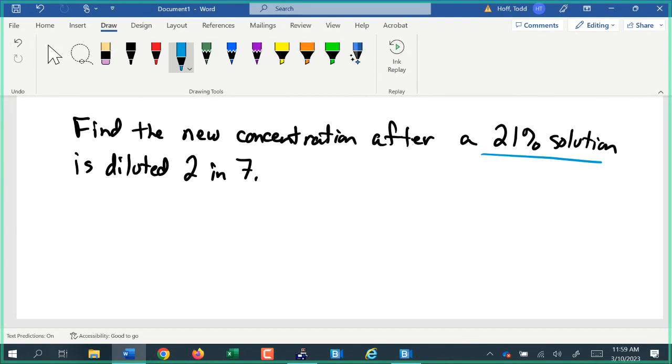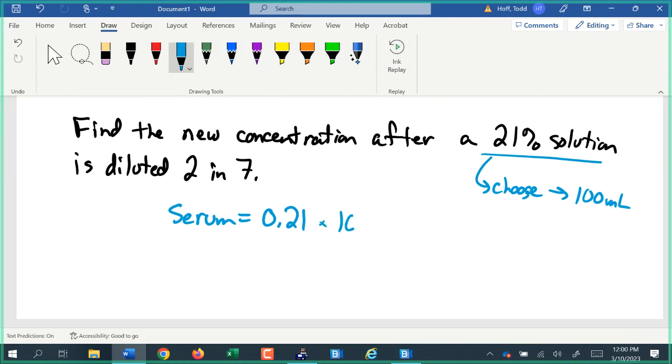It really doesn't matter what the amount is. The dilution ratio will be the same. The new solution will be the same. So let's just pick an easy amount. Let's just choose that amount to be 100 milliliters. So the amount of serum is equal to the 0.21 for the 21% times that 100 milliliters. That's going to give us a serum amount. 0.21 times 100 is 21 milliliters.